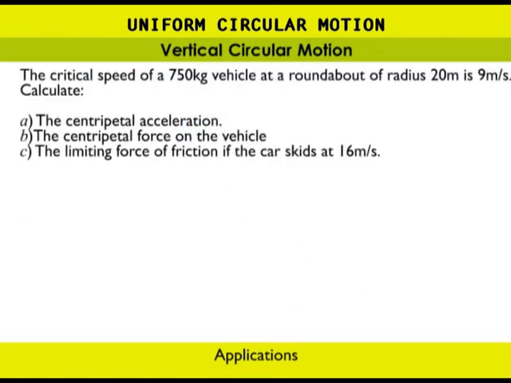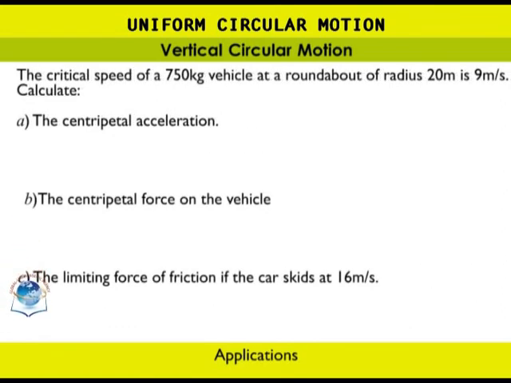The final example. The critical speed of a 750 kilogram vehicle at a roundabout of radius 20 meters is 9 meters per second. Calculate A. The centripetal acceleration, B. The centripetal force on the vehicle, and C. The limiting force of friction if the car skids at 16 meters per second.